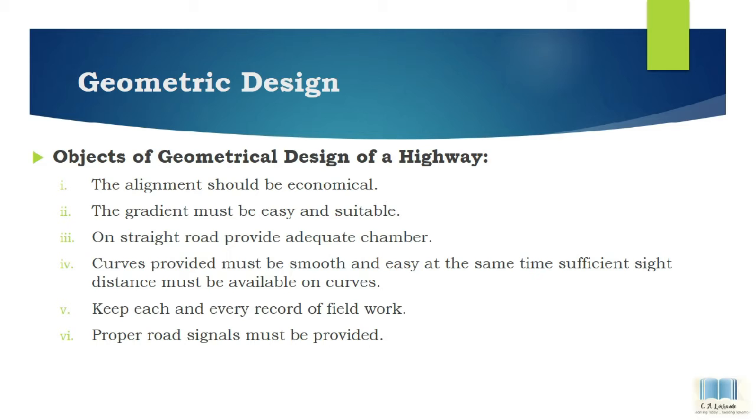Then the next objective is keep each and every record of field work. While designing geometric parameters, keep each and every record of the actual site. And the last objective is proper road signals must be provided. In the geometric design, the proper road signs or signals must be provided. Okay, so these are the various objectives of geometric design of highways.